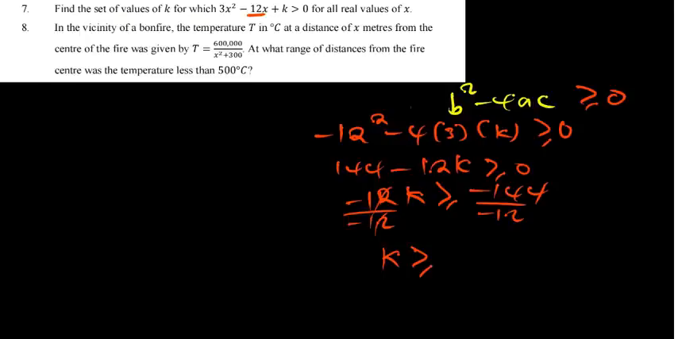My k will be greater than or equal to. Now, since I've divided with a negative, what did we say yesterday? We said the sign has to change. Are you still here? Yes, sir. Yes, the sign has to change. It's going to be less than or equal to 144 divided by 12. 144 divided by 12 is 12. So k should be less than or equal to 12.